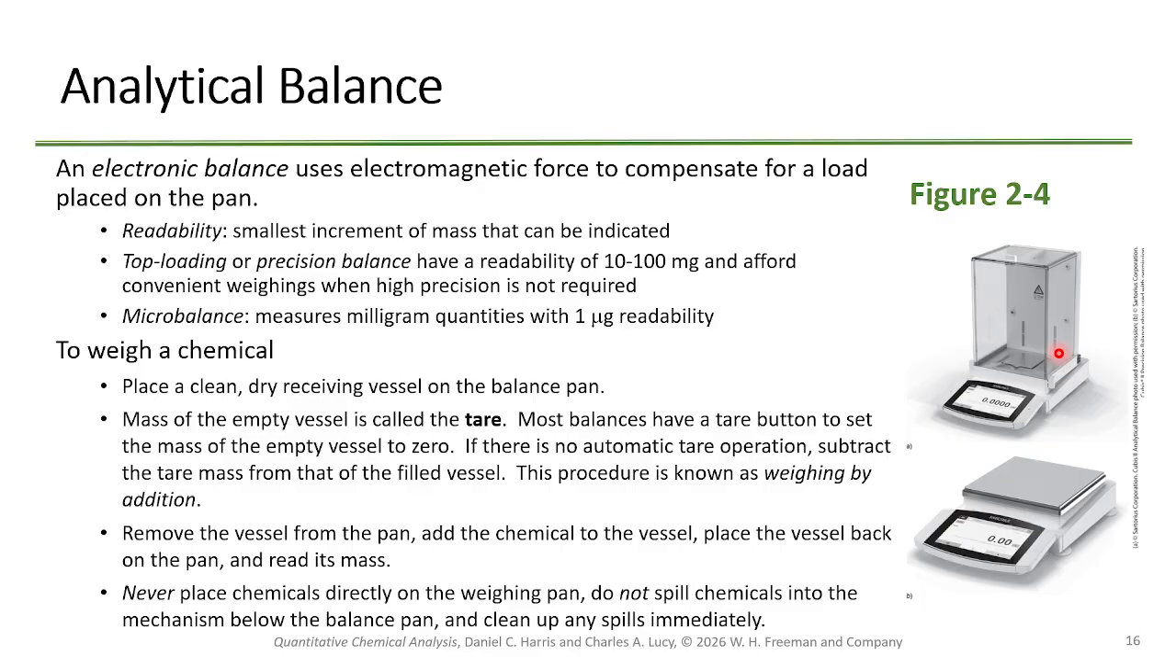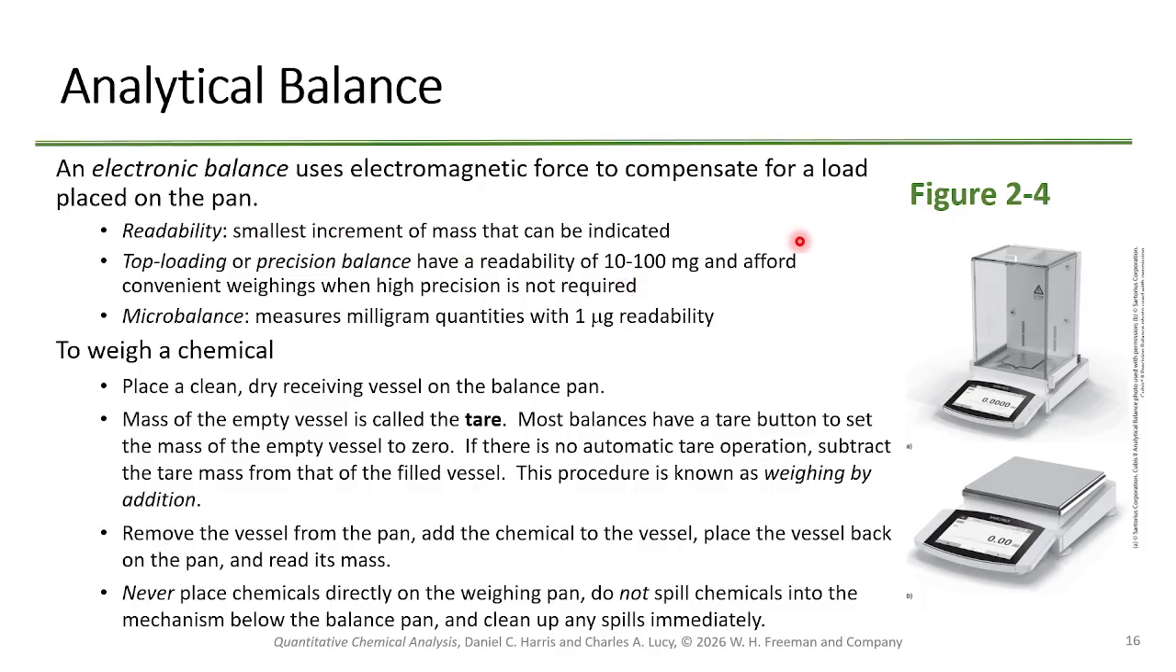So the top loading or precision balance typically has a readability of about 10 to 100 milligrams, and can afford convenient weighings when high precision is not required. A microbalance, on the other hand, will measure milligram quantities with about a 1 microgram difference. Okay. And these are much more expensive, and that's typically what's called an analytical balance, to separate from these right here, which is the top loading or precision balance. Okay. The precision balances are the ones you've mostly used.